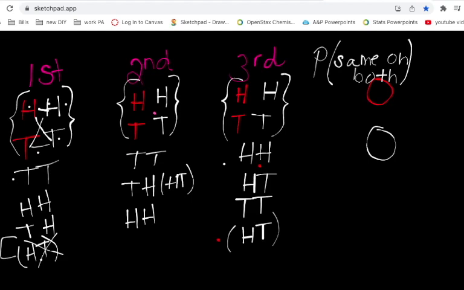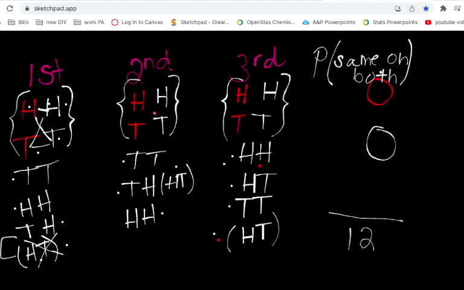We have 1, 2, 3, 4, 5, 6, 7, 8, 9, 10, 11, 12. We have 12 possible outcomes, which is always going to go on the bottom.